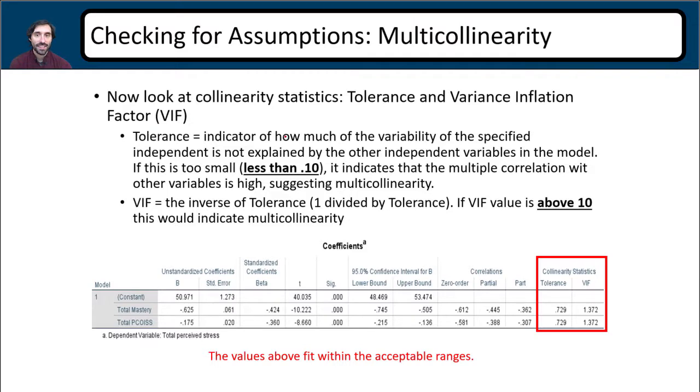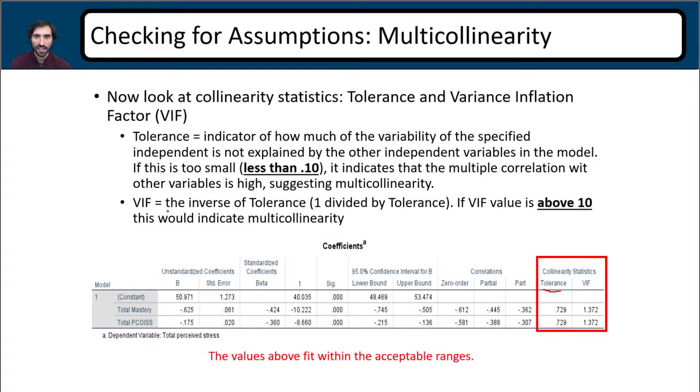All right. And then we look at our tolerance and variance inflation. So our tolerance is going to be right here. Our tolerance is an indicator of how much the variability of the specified independent variable is not explained by the other variable. In other words, we're truly making sure that the independent variables aren't too highly correlated. So again, we're in a range. It shouldn't be too small.